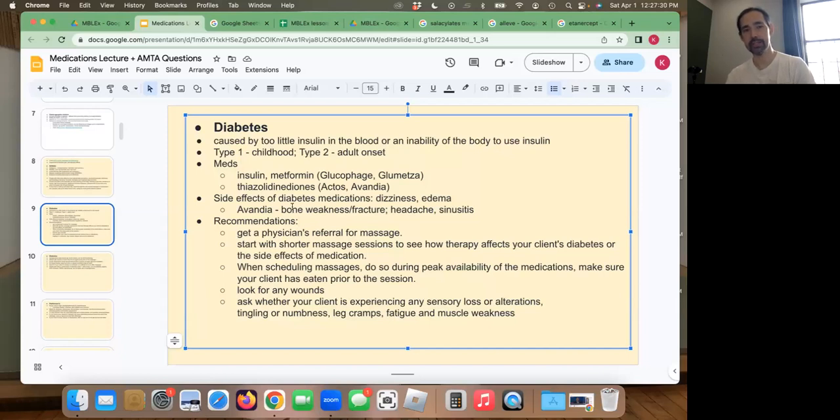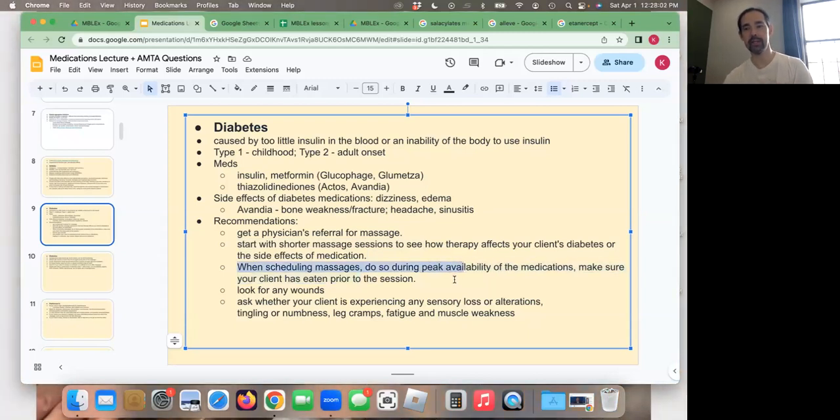Okay, so recommendations: if someone has diabetes, get a physician's referral. That definitely will be a question. That question is definitely fair game for the MBLEx. Start with shorter massage sessions to see how the massage is going to affect your client. So instead of starting with a 90-minute massage, start with 45 minutes and then work your way up by 15-minute increments up to the duration that you and your client want. When scheduling massages, do so during the peak availability of the medication. Make sure your client has eaten prior to the session.